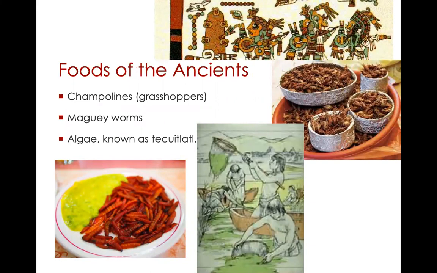Foods of the ancients. Chapulines are grasshoppers, and sometimes people have these as snacks and they put chili powder, hot powder on them. And then maguey worms. These are worms that live in the bottom of the maguey plant.